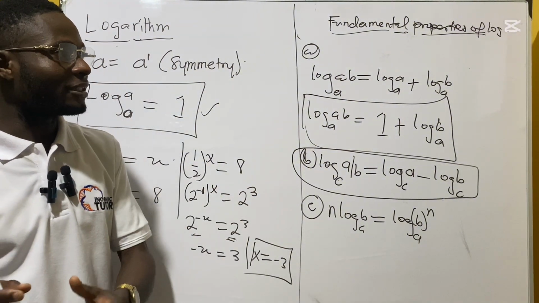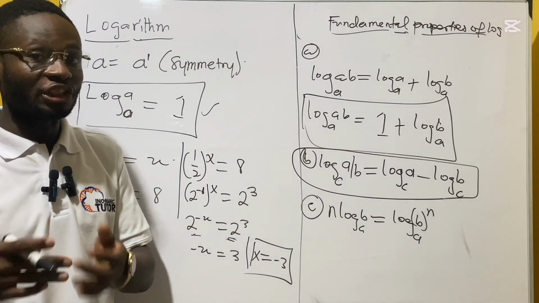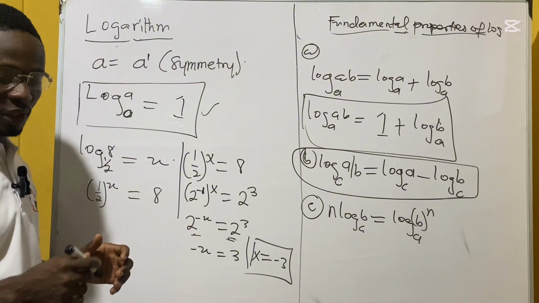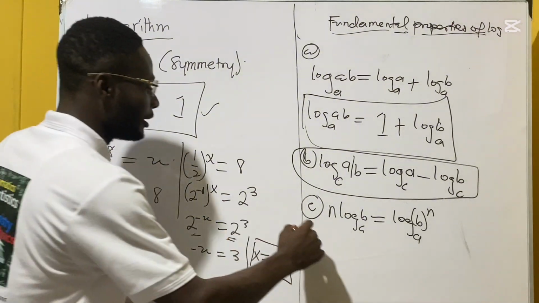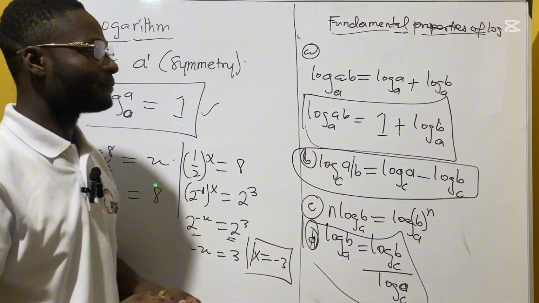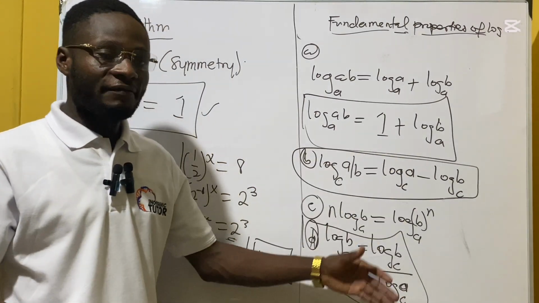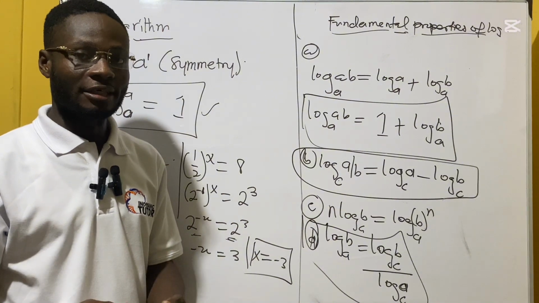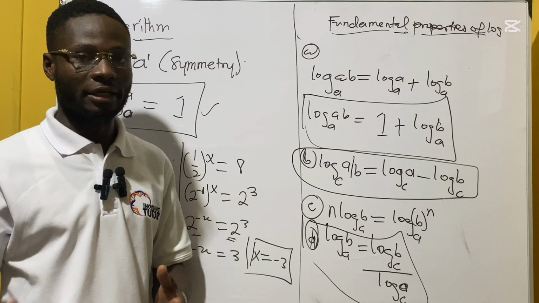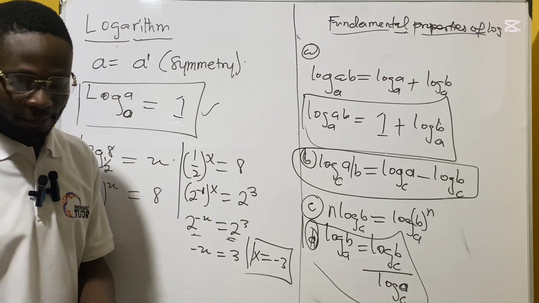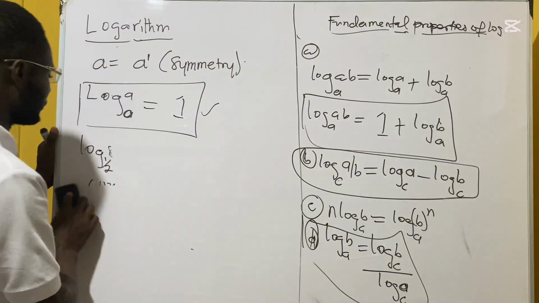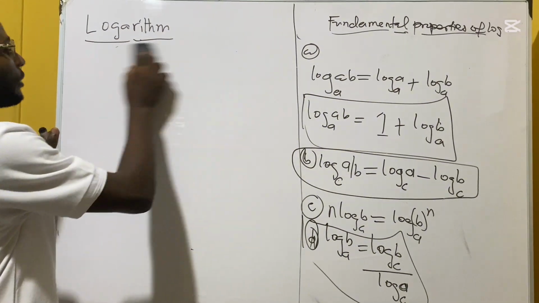Then the fourth property is when we talk about the change of base. So basically, these are the properties. And if you have these properties at your fingertips, the rest is algebraic work. So let's look at some problems that we can have under logarithm.